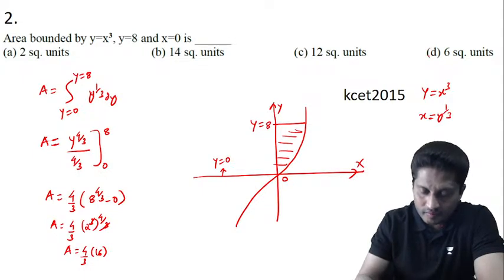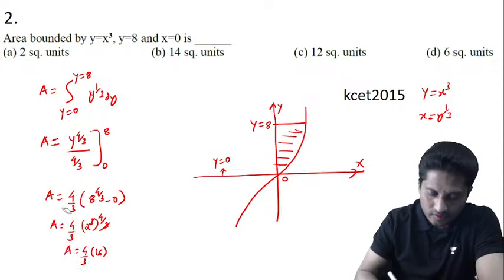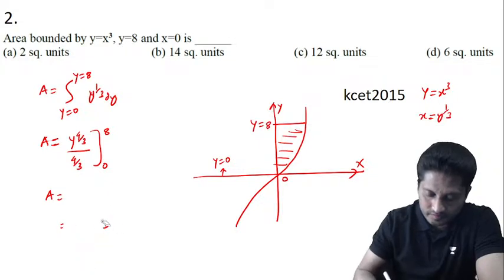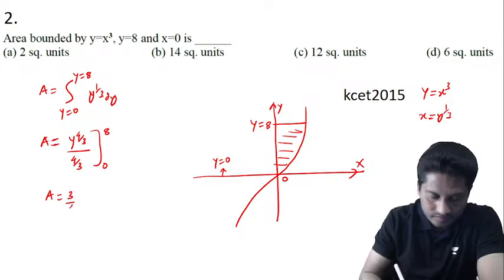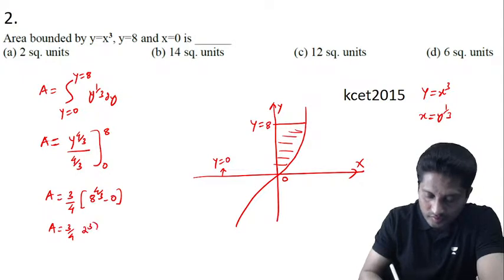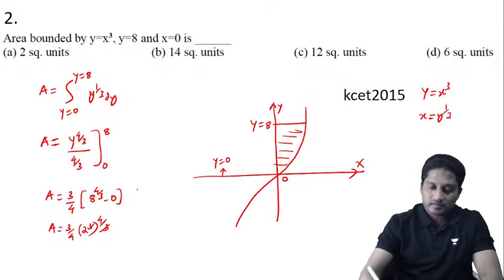x is equal to y power 1 by 3, right? So this is y to the power of 4 by 3 divided by 4 by 3. This goes to numerator. Sorry, this is 3 by 4. Now upper limit is 8 to the power of 4 by 3, lower limit is 0. Area is equal to 3 by 4 times 2 cube to the power of 4 by 3. 3 will cancel with 3.